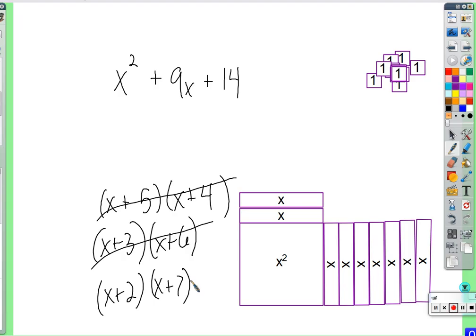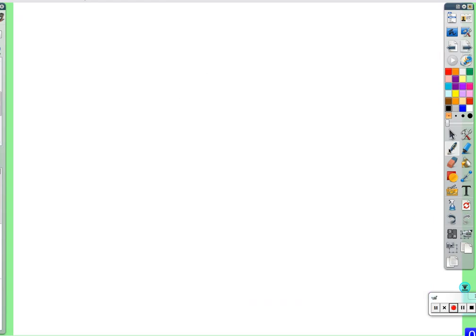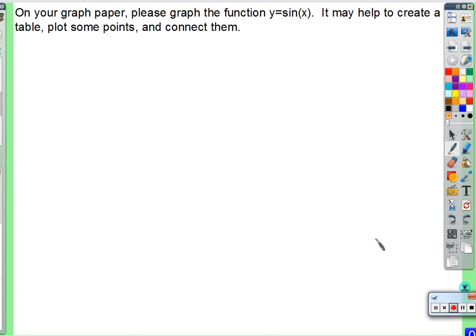So, yeah, I'm going to write your homework. As I do that, I want you to work on this next one with your algebra tiles again. x squared plus 10x plus 7.